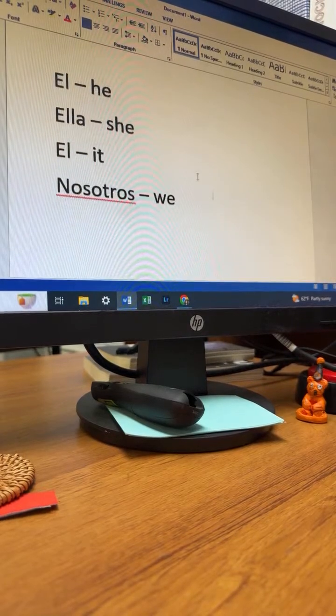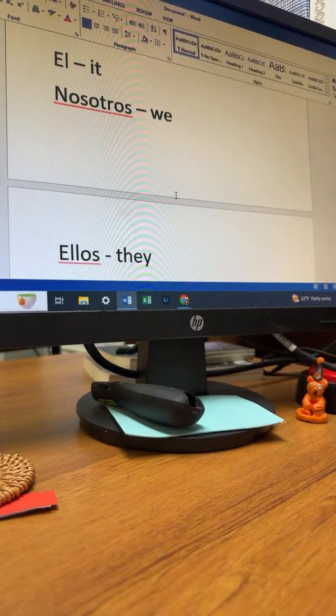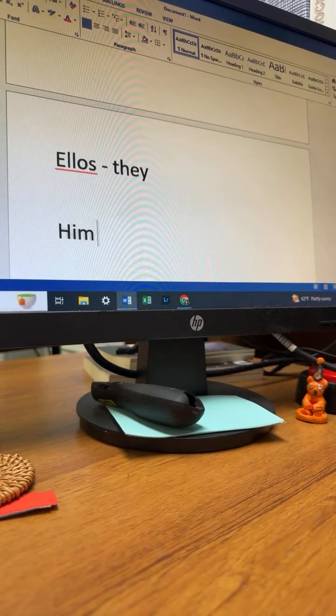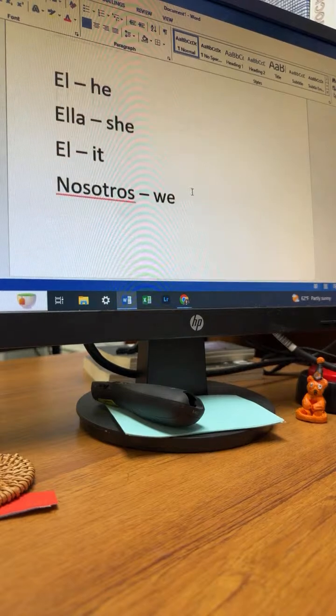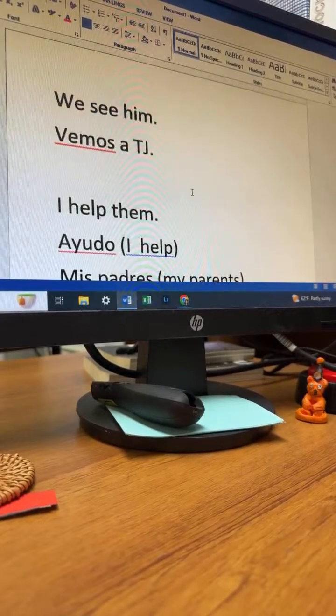So we have to learn new pronouns, or new translations, for him, her, it, if it's a direct object, and them. Okay, so that's what we're going to be doing on Tuesday, and some of your Edpuzzles are going to talk about that. So we're going to be learning direct object pronouns, which are pronouns that replace your direct object. Is that so exciting or what?